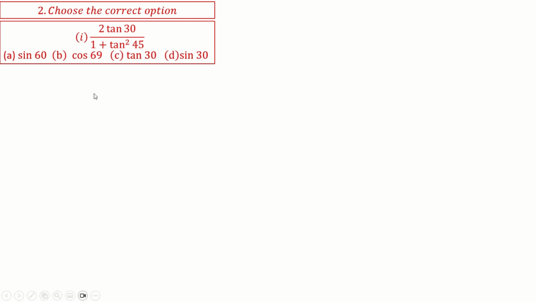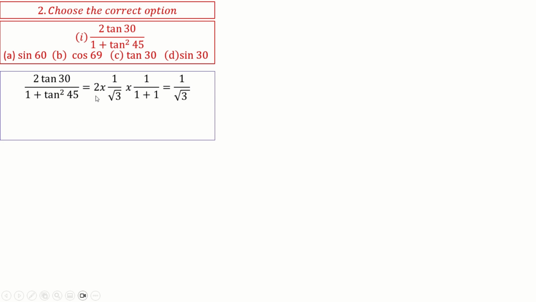Okay. Next, choose the correct option. 2 tan 30 divided by 1 plus tan square 45, which is equal to which of these values basically. Okay. So if you substitute the values, what you will get is 1 by root 3. 1 by root 3 is nothing but tan 30. Okay. So the answer is C.